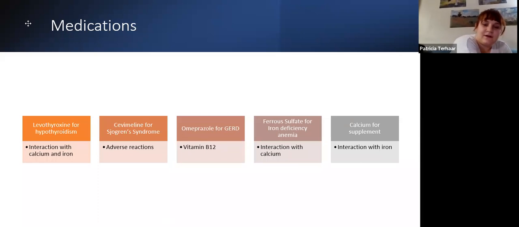Ferrous sulfate for iron deficiency anemia. Eating calcium while taking this supplement can cause the iron to not be absorbed. And looking then towards the calcium supplement, there's the interaction with iron where calcium causes iron to not be absorbed as much. So we have to make sure that those medications are taken at separate times so they don't interfere with each other's absorption too much, along with the levothyroxine.